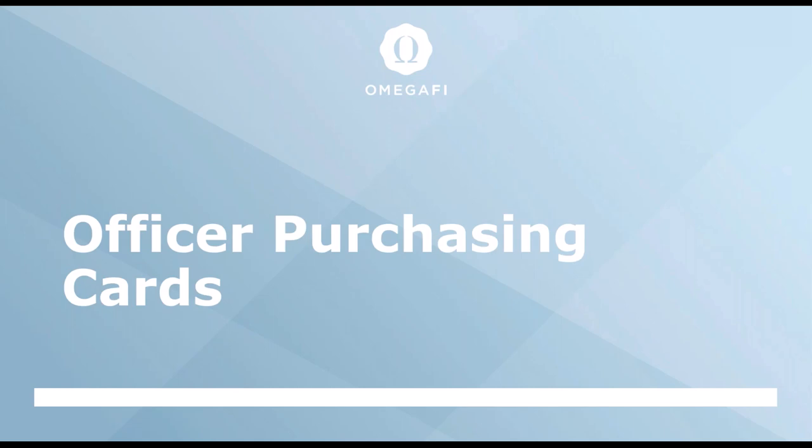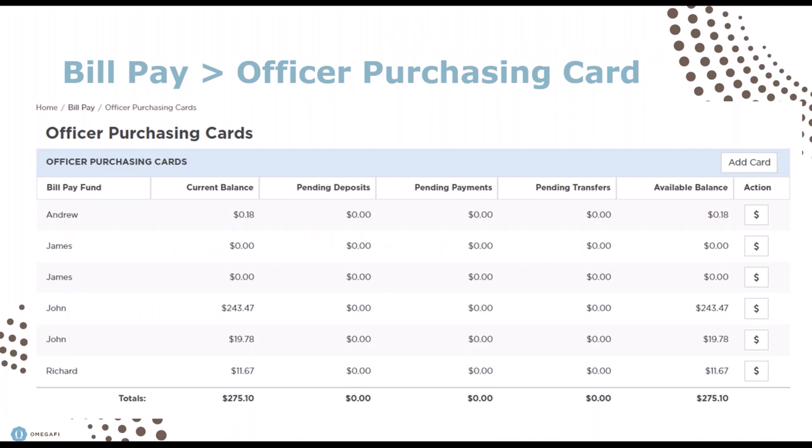The officer purchasing card is Omega 5's benefit to using our Vault Bill Pay services. The Omega 5 officer purchasing Visa prepaid card is a safe and convenient way to make purchases for your chapter. From the officer purchasing card screen, you can view all of the cards associated with your chapter's bill pay accounts, view the balances on all of the cards, transfer funds to any active card, select a card from the list to view the card register, add a new card, and view any pending card invites.